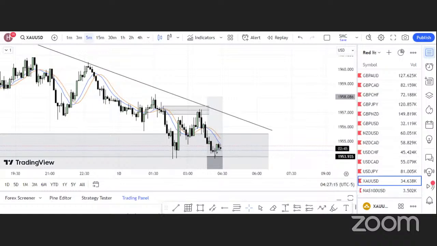So gold is a bit slow this morning. I don't know why, but we are still holding it. Okay. Gold has taken more than 10 minutes from us now.